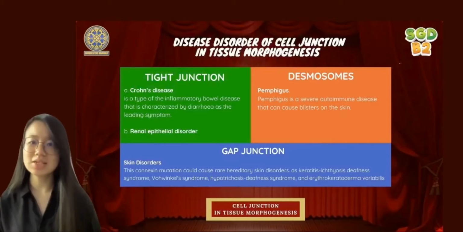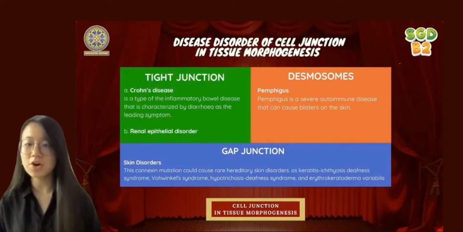Usually, the gap disorders in gap junction are caused by the mutation of connexin, which could cause a rare hereditary skin disorder such as Vohwinkel syndrome, hypotrichosis Daphne syndrome, and erythrokeratoderma variabilis. So that's all from me.